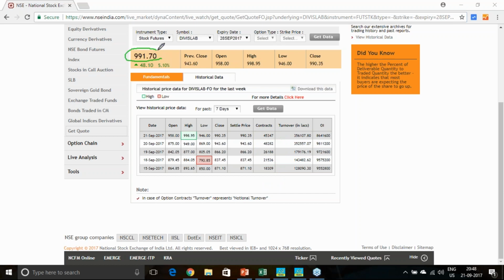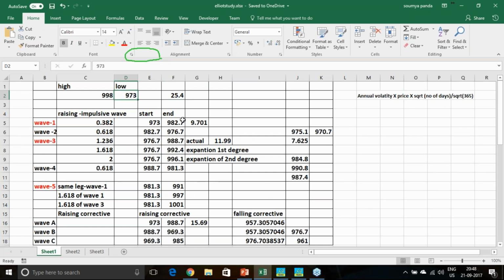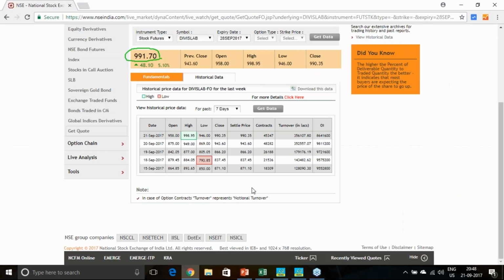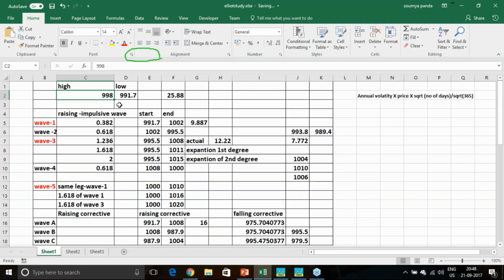Current price is 991.70. This is where it has closed. I do not want to consider what happened previously. There was a high during the day of 998.85. I am just taking 999.